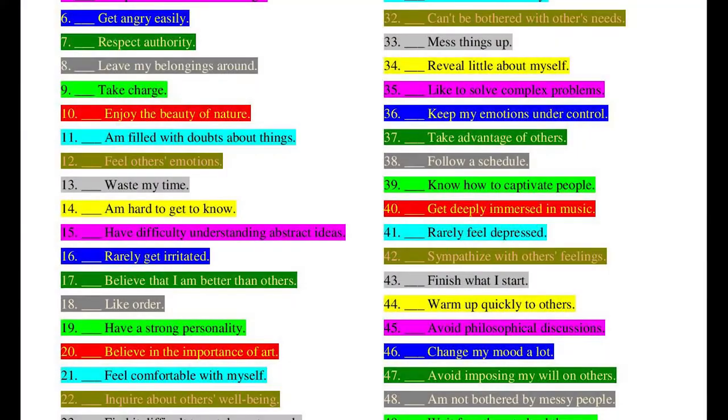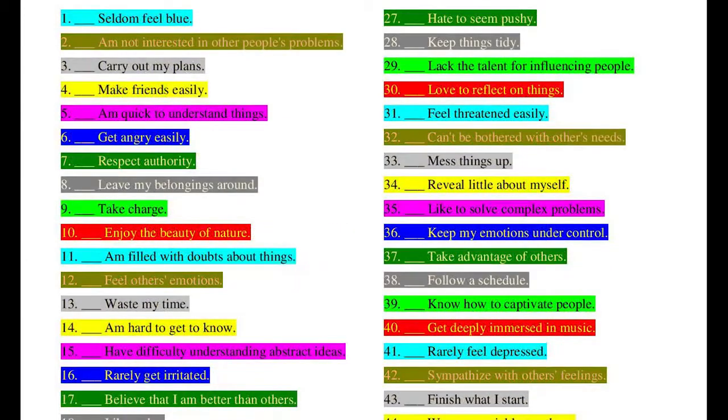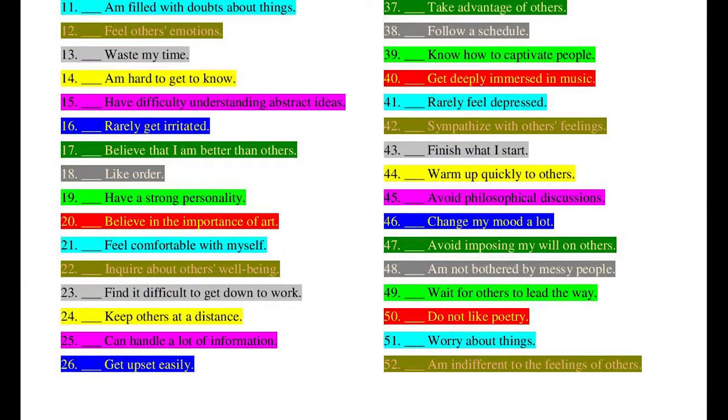Let's see. Respect authority, that's politeness. That's part of agreeableness. Rarely, let's see. Feel others' emotions, compassion. Inquire about others' well-being, compassion. Can't be bothered with others' needs. Take advantage of others. That's disagreeable, obviously. Sympathize with others' feelings. Avoid imposing my will on others. Wait for others to lead the way. Okay, I think all of those were associated with trait agreeableness or disagreeableness.